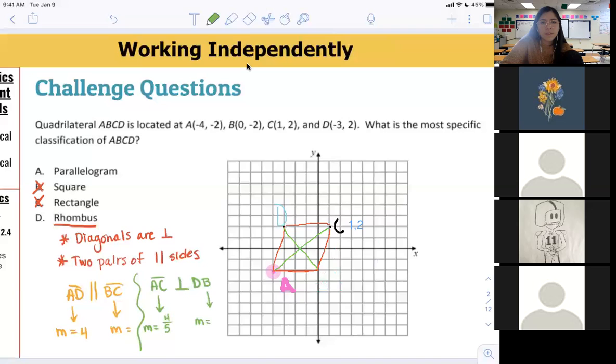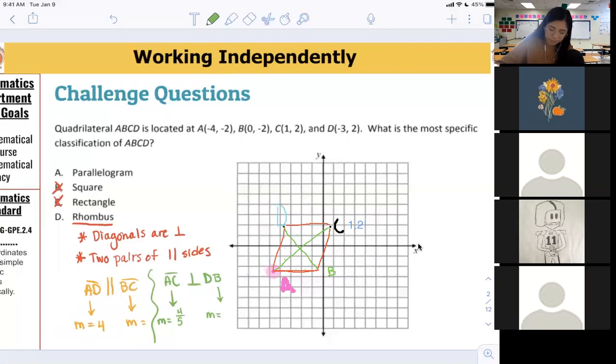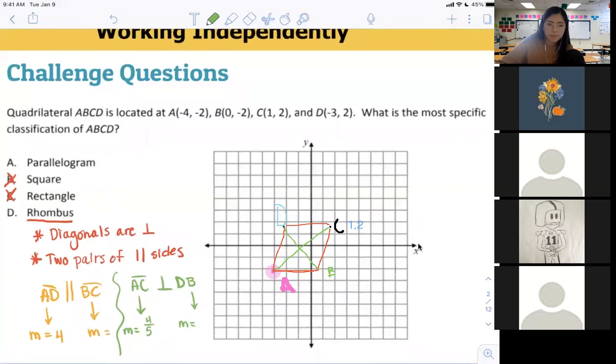-5/3. Yeah, from D to B, which I accidentally erased, it looks like we go 1, 2, 3, 4 down, and then 1, 2, 3 across. So it's 4/3, -4/3.